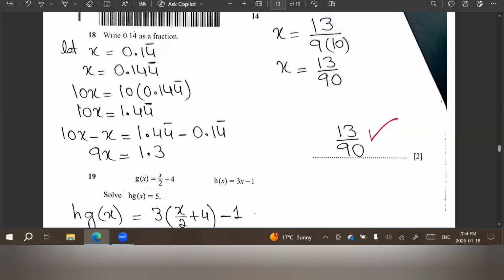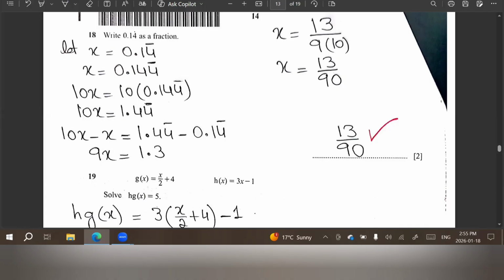You multiply both sides by 10. So 10x is equal to 10 into 0.144 bar. So you will get 10x, and this will become 1.4 and 4 bar. The question is why I multiplied by 10. I want to bring this 4 bar to the same position which we have here.